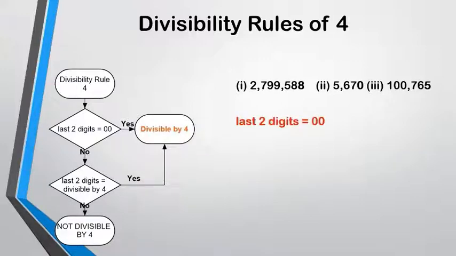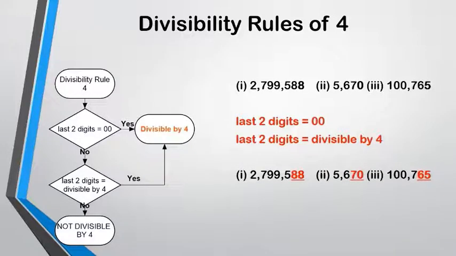We already know the divisibility rule of 4. So first we will check the first number, which is 2,799,588. 88 divided by 4 is equal to 22. So the first number is divisible by 4. For the second number, the last two digits are 70. 70 is not divisible by 4 as 70 is not a multiple of 4. And 65 is also not divisible by 4 as 65 is also not a multiple of 4.